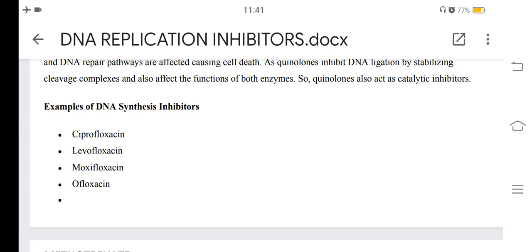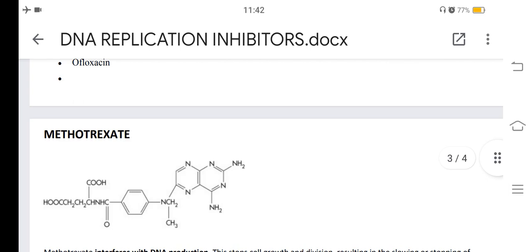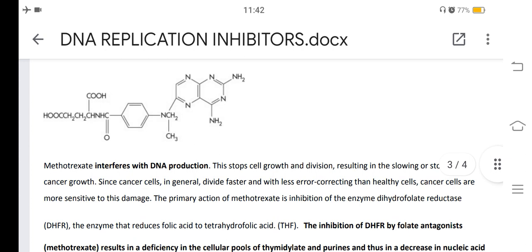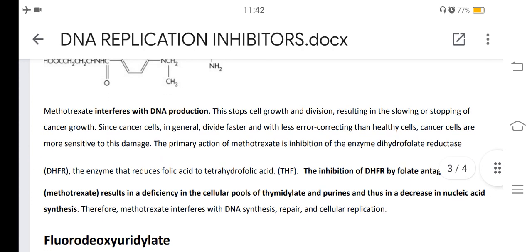Some major examples of DNA synthesis inhibitors: ciprofloxacin, levofloxacin, moxifloxacin, ofloxacin, methotrexate. Methotrexate interferes with DNA production. This stops cell growth and division, resulting in the slowing or stoppage of cancer cell growth.